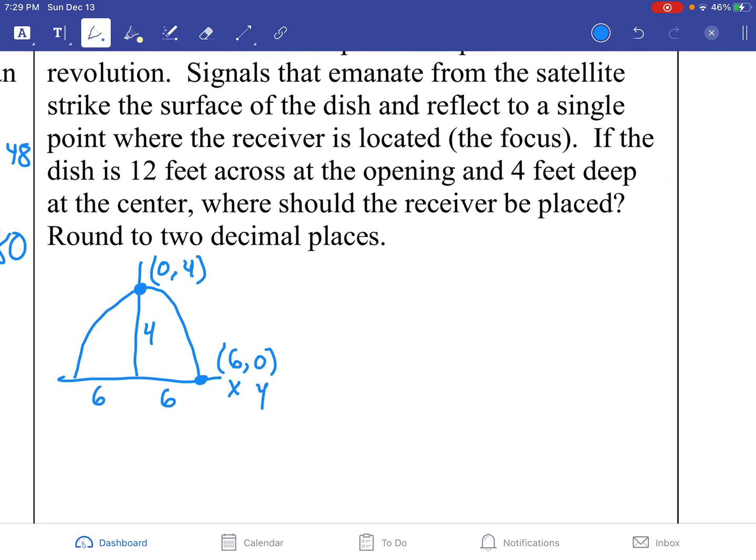So now what we're going to do is we need to find out what the focus point or the focal distance is going to be. We need to find the p of our equation. So I'm going to write down the equation for the parabola that we're going to be using. So it's (x minus h) quantity squared equals negative 4 times p times (y minus k).